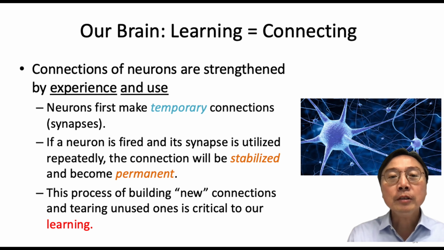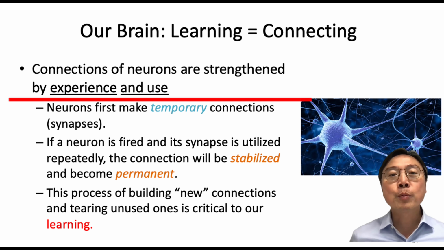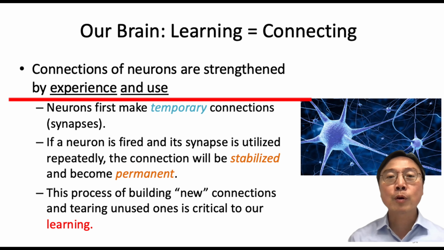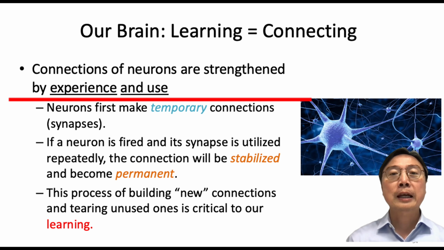When we learn, the connections of these neurons will change, and the connections of these neurons will be strengthened by experience and use. That is, if we experience something more repeatedly and more often and use it more often, the connections of the corresponding neurons will change, and this is how learning starts.